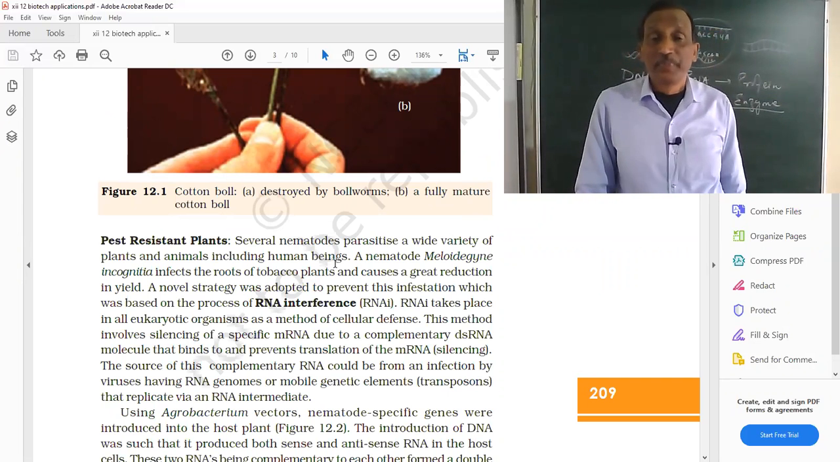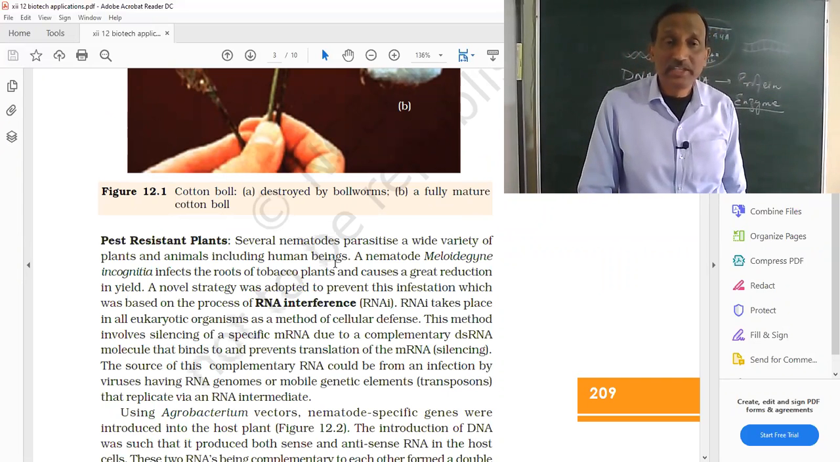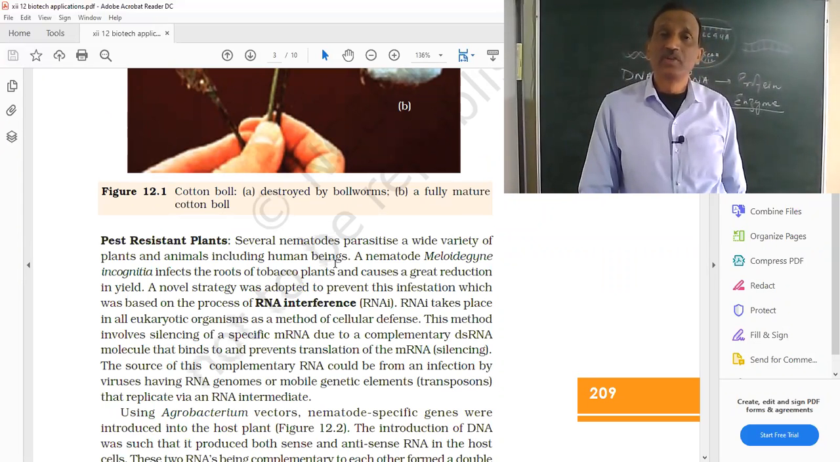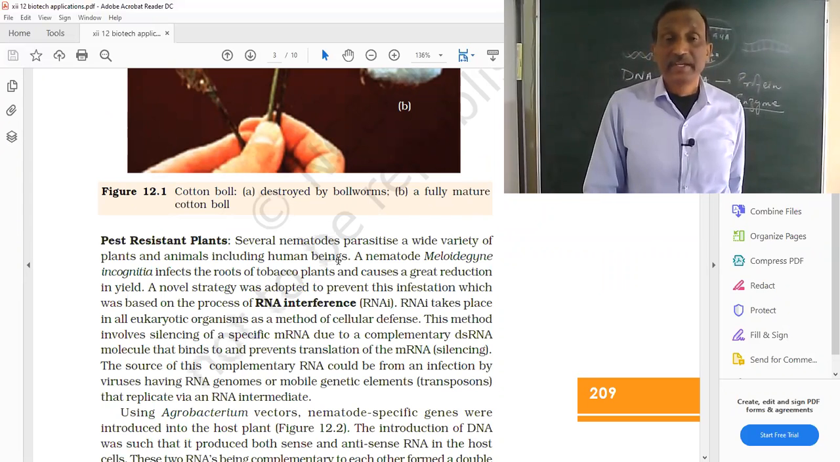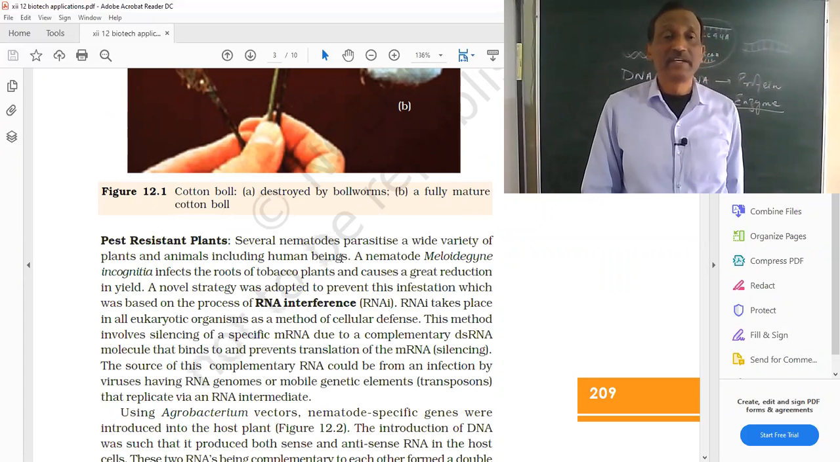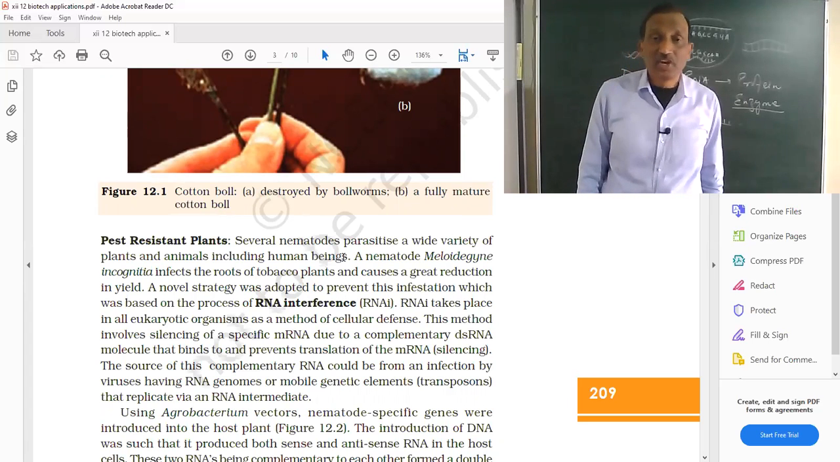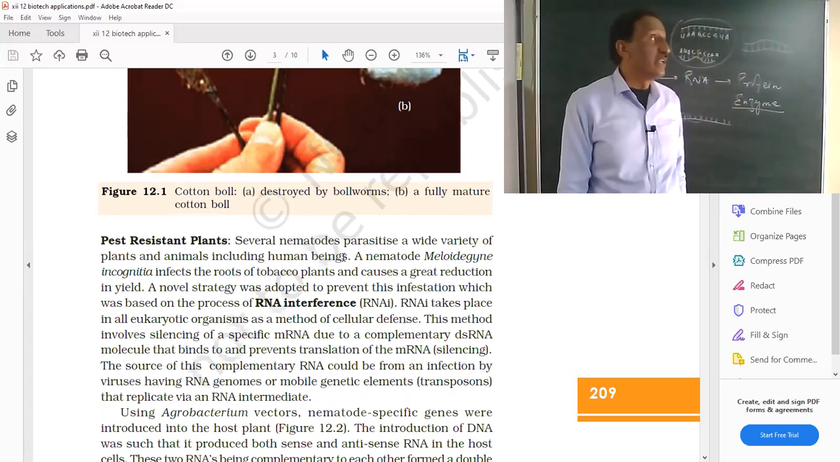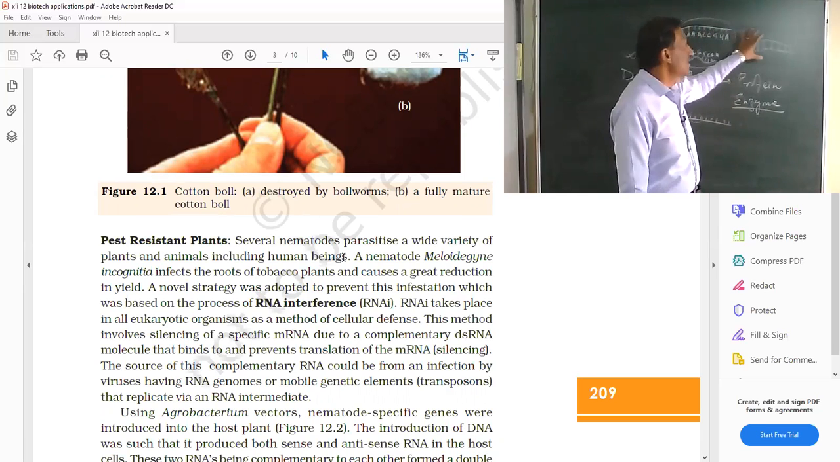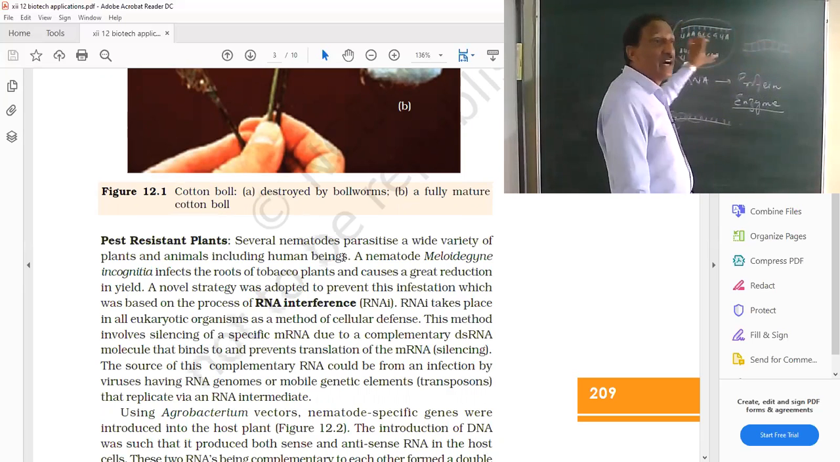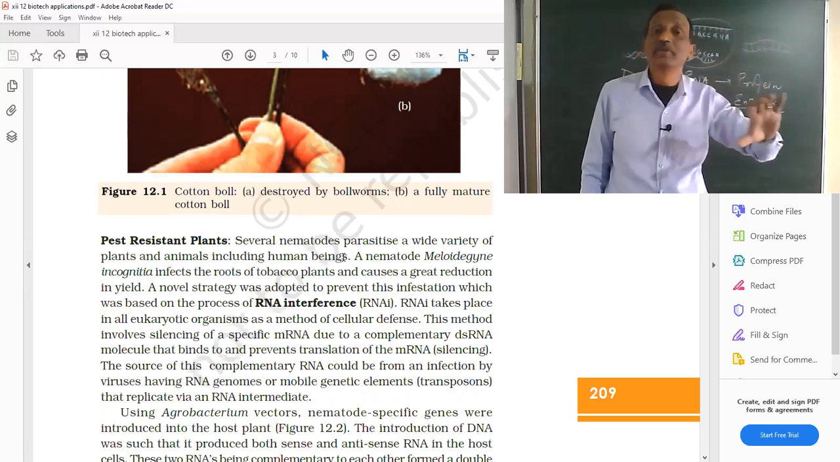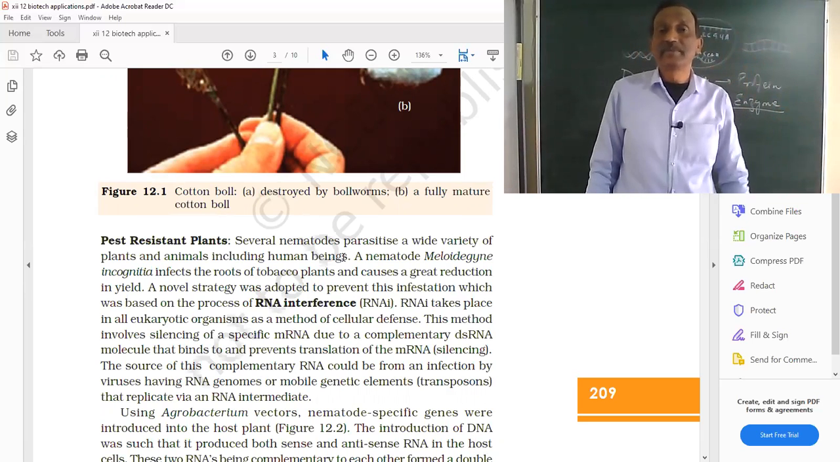Okay. So RNA interference takes place in all the eukaryotic organisms. It is a method of cellular defense. Eukaryotic organisms have this, up to a certain extent. This method involves silencing of specific mRNA due to the complementary double-stranded molecule that binds and prevents translation of mRNA, that is silencing. So this is a novel thing which we are seeing. That is, the RNA is there, but RNA is not able to function. It is something like that.